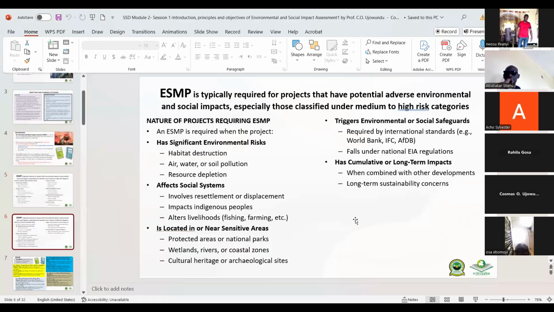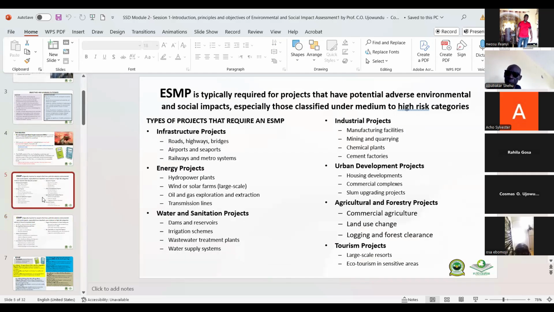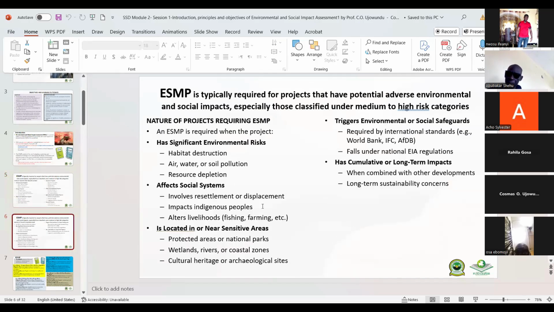So the first thing we looked at was types. The first thing we looked at there is types of projects that require an ESIA. So the next thing we look at is the nature of projects that require an ESIA. So an ESIA is required when the project has significant environmental risk. It affects social systems, which include resettlement and displacement of persons. It will impact indigenous people, alter livelihoods, especially those that depend on the natural environment for their source of livelihood, like the farmers and the fishermen.